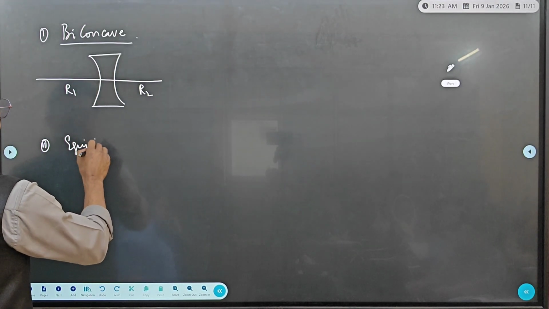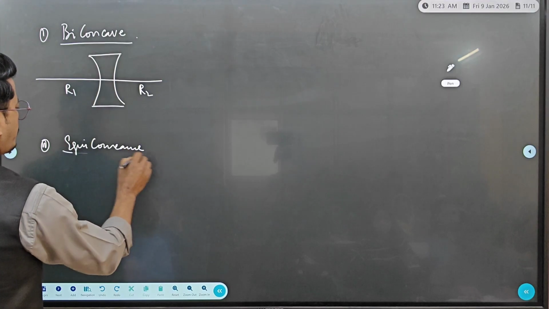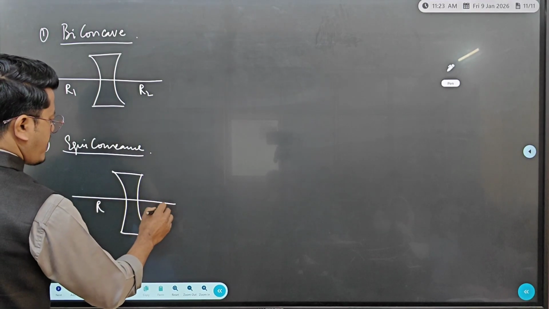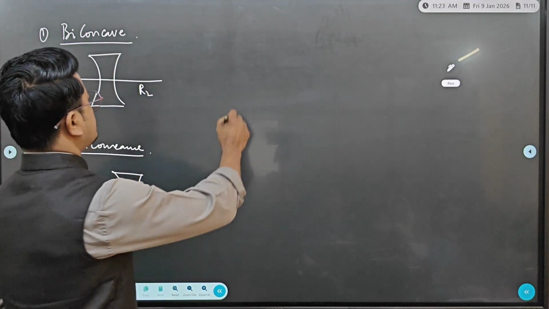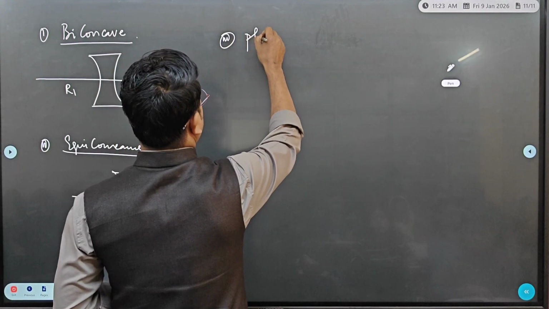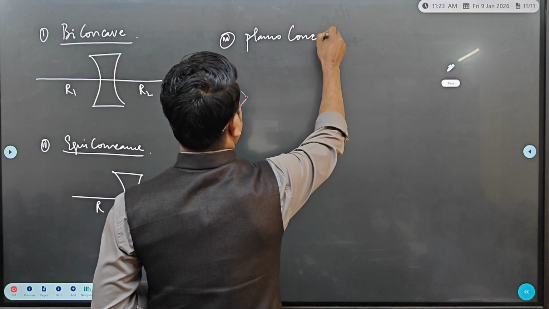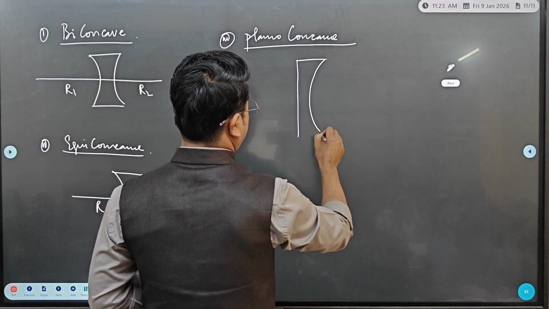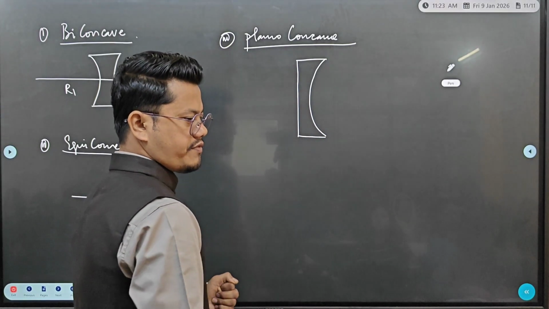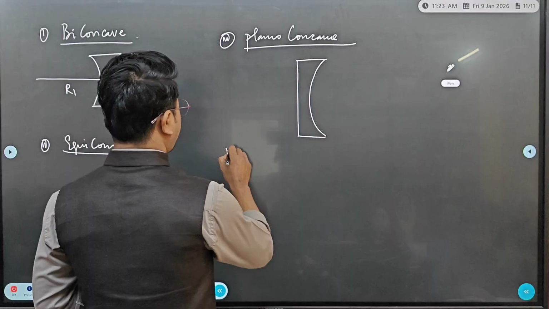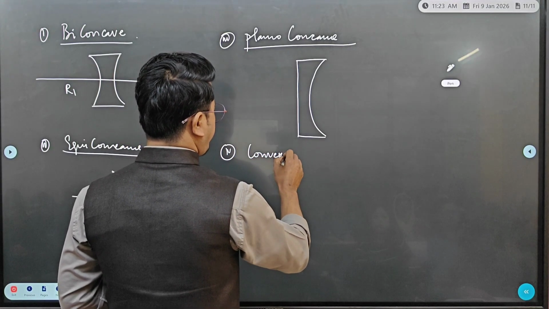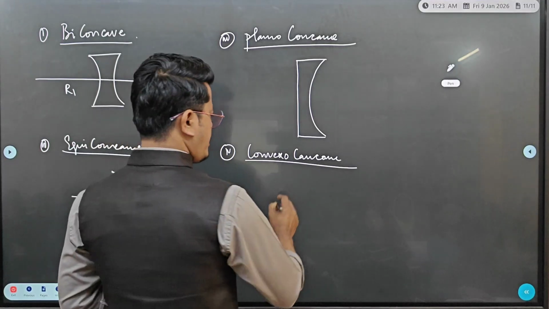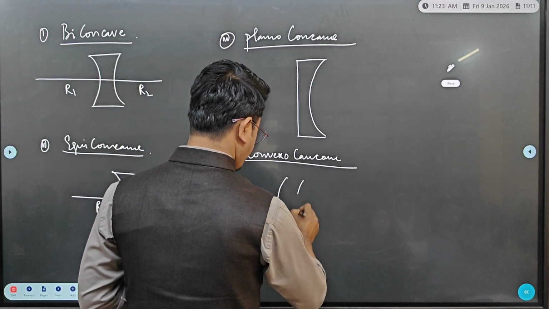The next one is your equiconcave, where you will be able to see the radius of curvature will be the same. This is R and R. Are you getting it? Third one will be your plano-concave. One side should be plane and the other side should be having a concave structure. This is plano-concave. Correct? And the last one, number 4, is your convexo-concave. Here you'll be able to see a structure like this.